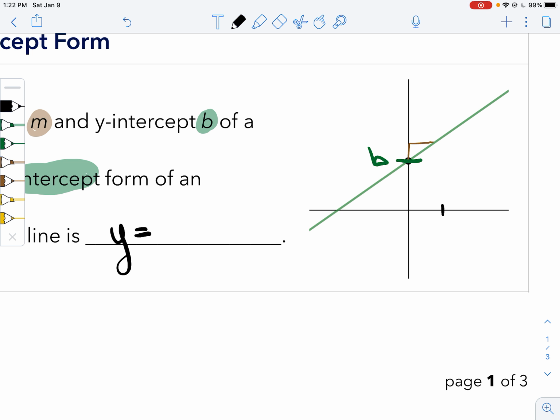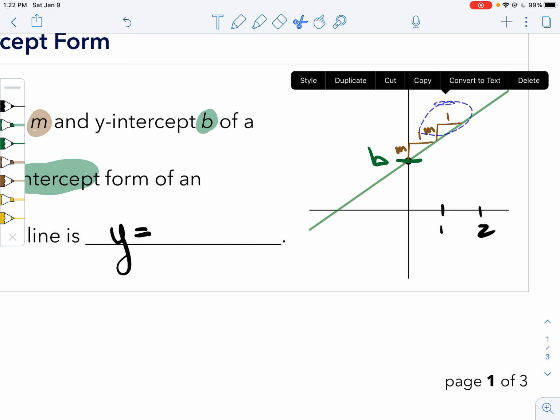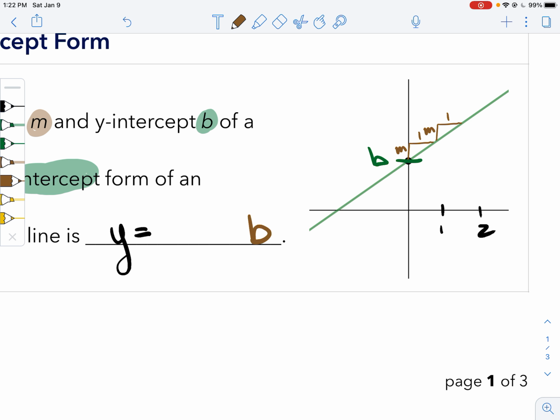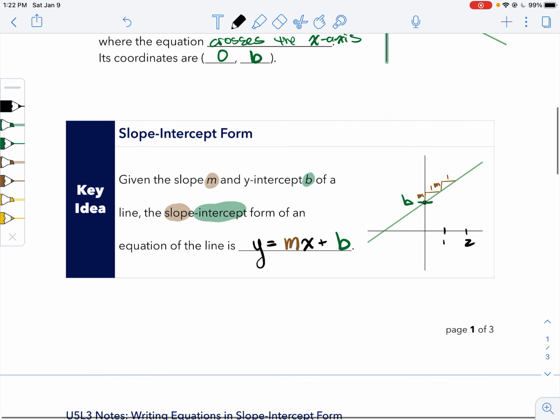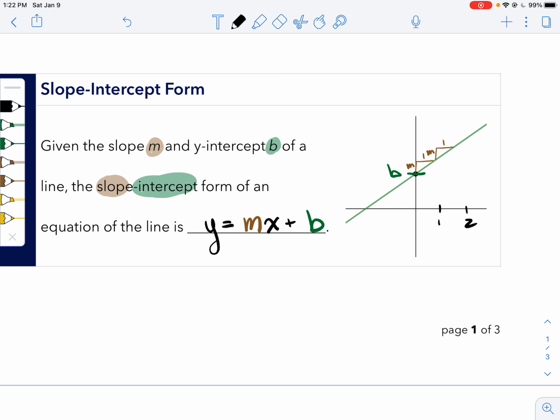So if you take one step over, you're going to go up m over 1. And then to take your next step over to x equals 2, you go up m over 2. So you start at b, and then for every x you have, you move up m times. So the slope-intercept form is y equals mx plus b. That's what it is. That's your key idea of the day. Know it, love it, memorize it, put it into practice. Y equals mx plus b.